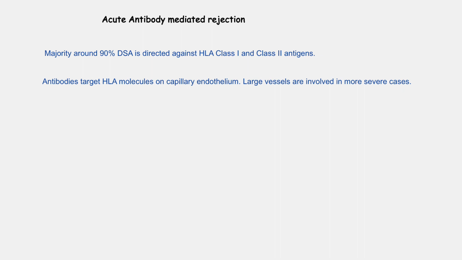Most of cases of acute antibody mediated rejection are due to antibodies that are directed against donor HLA class 1 and class 2 molecules. Typically, these antibodies bind to HLA class 1 and class 2 molecules present on vascular endothelial cells of capillaries. However, larger vessels can also be involved in more severe cases.